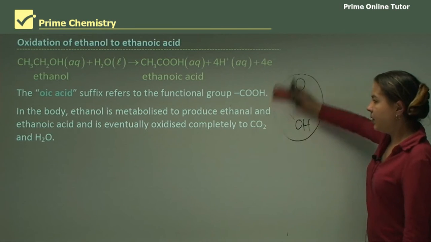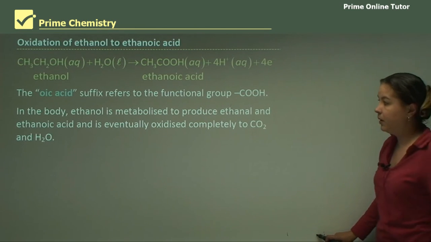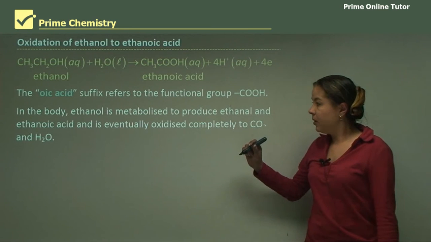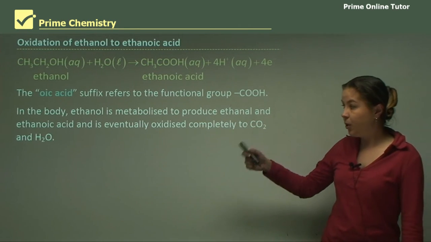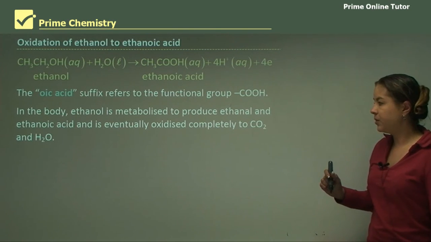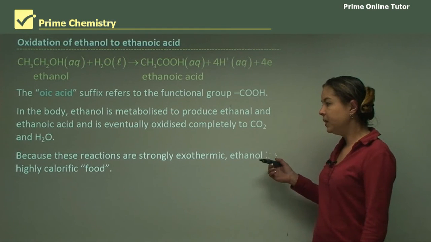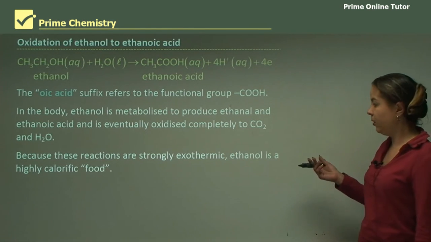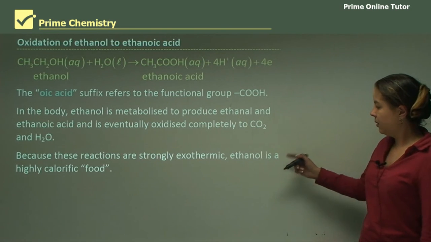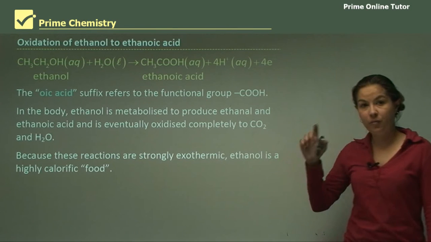In the body, if humans, or animals even, drink ethanol, it's metabolized to produce ethanal and ethanoic acid, and it's eventually oxidized completely to carbon dioxide and water. Because these reactions are strongly exothermic, which means heat is given off, ethanol is a highly calorific food.